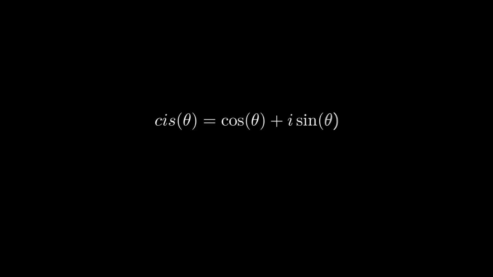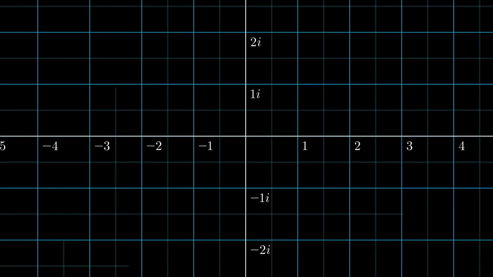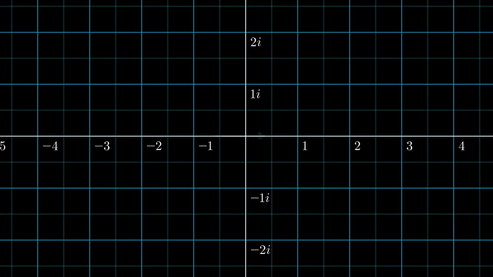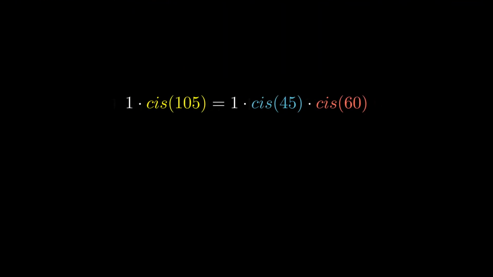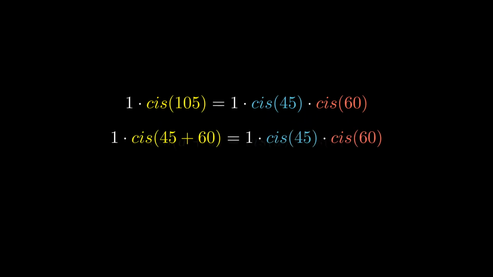An important property of this rotation formula, let's call it cis of theta, is that cis of a plus b equals cis of a times cis of b. For example, if you wanted to rotate a complex number by, say, 105 degrees, you could either use the rotation formula for 105, or you could break 105 into nicer trig numbers, let's say 45 and 60. And then first rotate by 45 degrees, and then by 60 degrees. These two operations are geometrically equivalent, and so we can set them equal to each other. With a little bit of manipulation, we get back to that original property that cis of a plus b is equal to cis of a times cis of b.